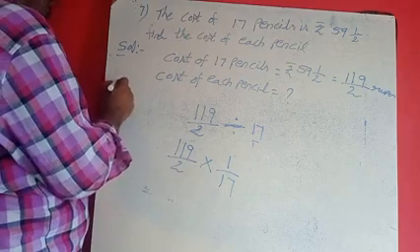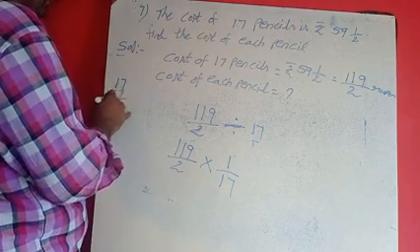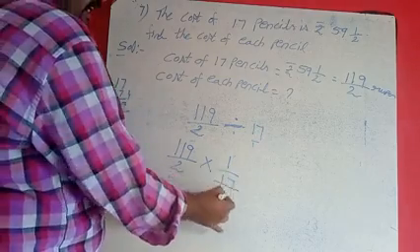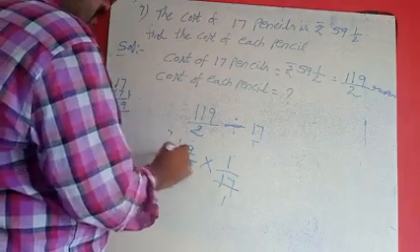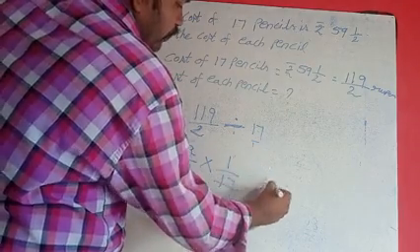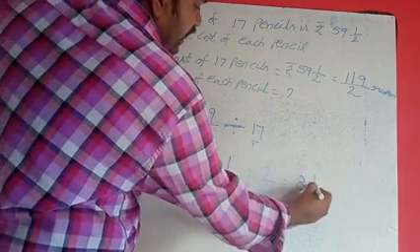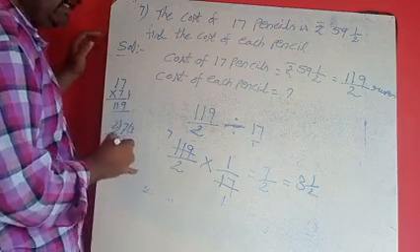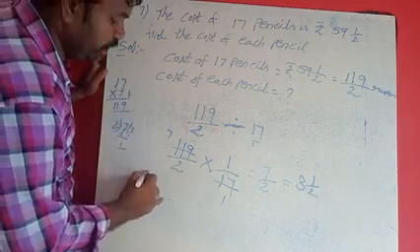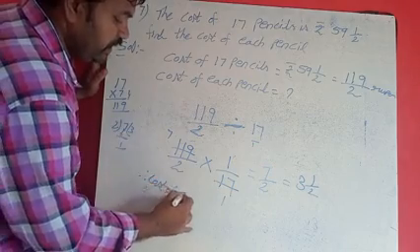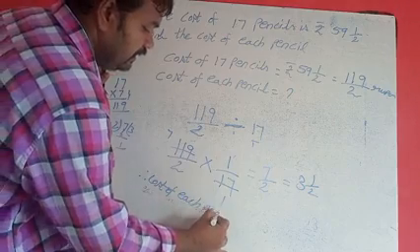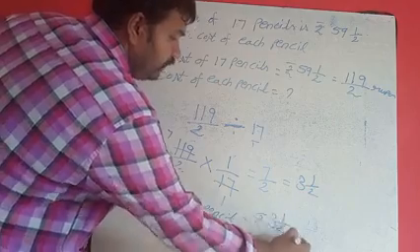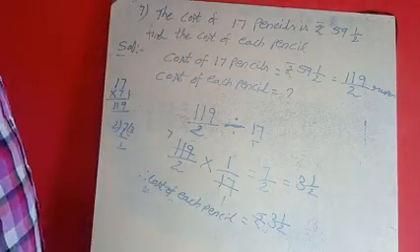17 table 119: 17 into 7, 7 sevens are 49, 7 ones are 7, 119. 17 once, 17 seven times. It is 7 by 2. Change it to a mixed fraction: 3 1 by 2. 2 threes are 6, remainder 1. It is 3 1 by 2. Therefore, the cost of each pencil is rupees 3 1 by 2.